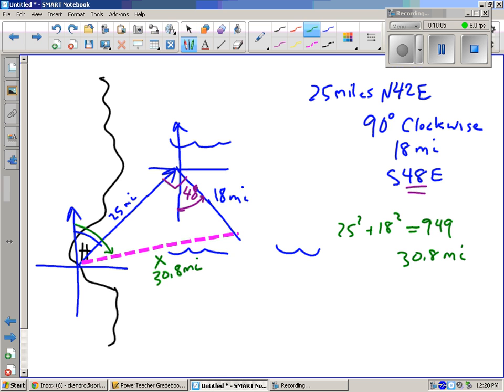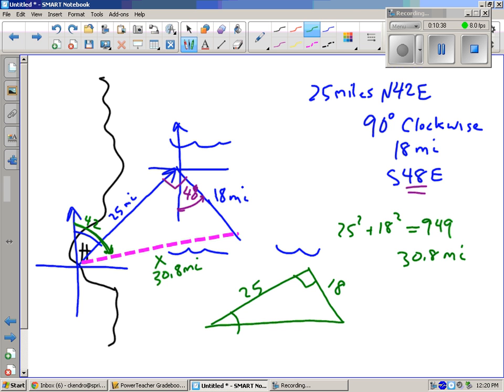Now, what about their bearing? Well, we know that this small blue angle is 42, but what is this large green angle? Well, we know this is 90. So how are we going to find that? I'm going to redraw this triangle. Here's our right angle. I know this is 42, this is 18, this is 25. I need to find that angle.